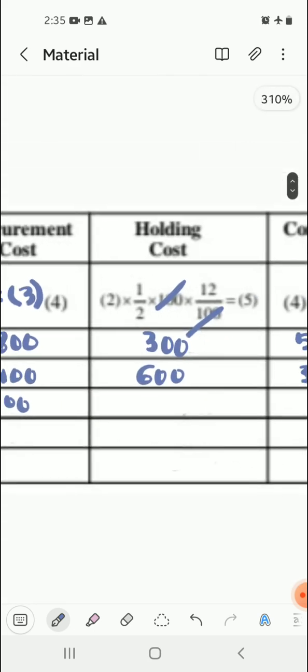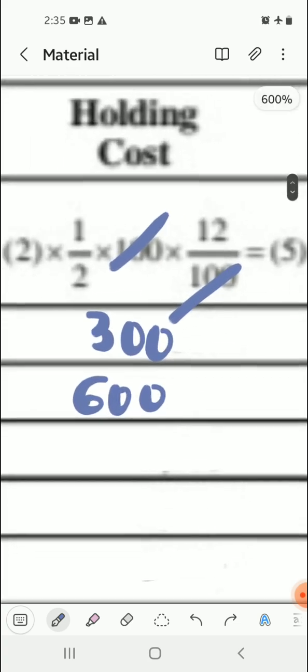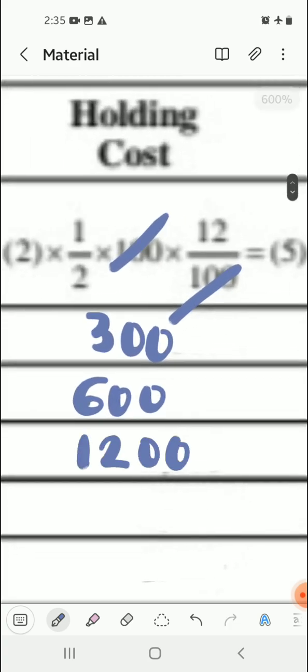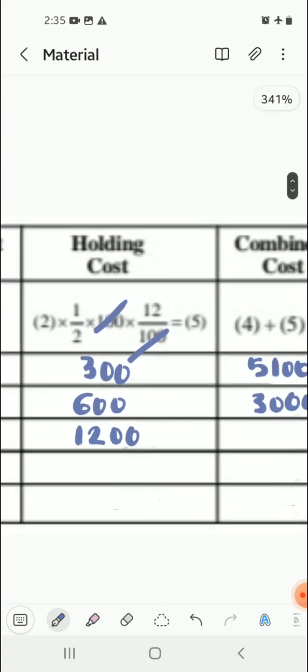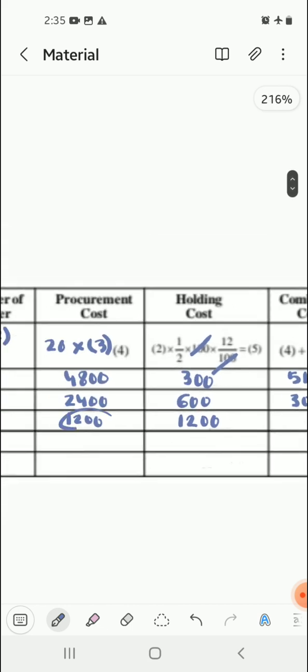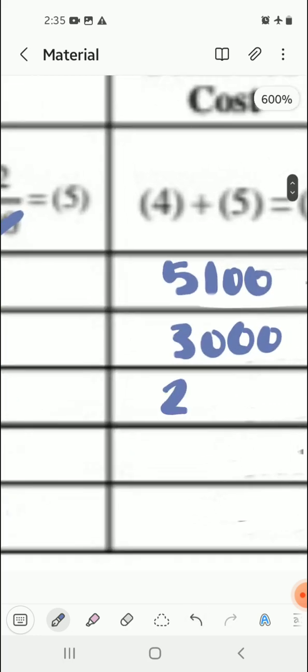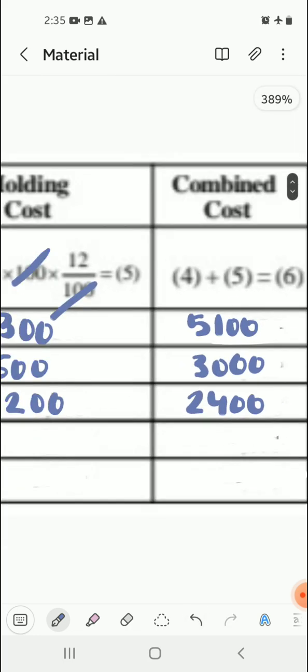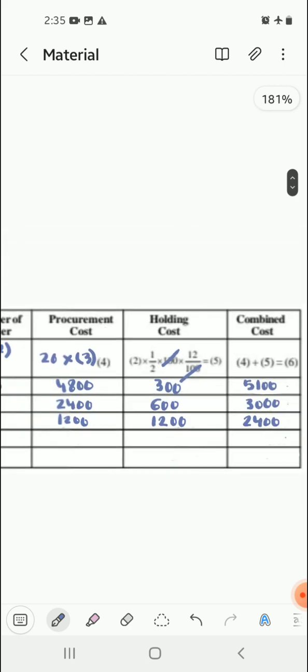Now over here, this time the order size is taken as 200. So 200 divided by 2 is 100 and 100 into 12 will be 1200. So this will be taken as 1200. Now after this is done, combined cost will be 1200 plus 1200, that is 2400. So you can see the total cost further reduces to 2400 now.